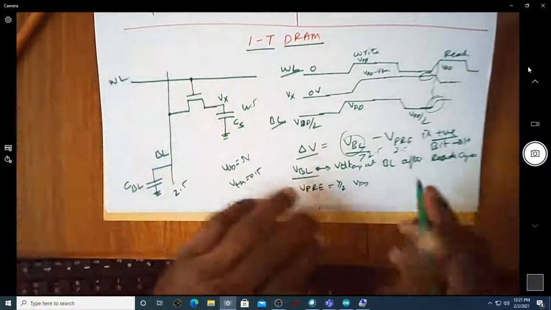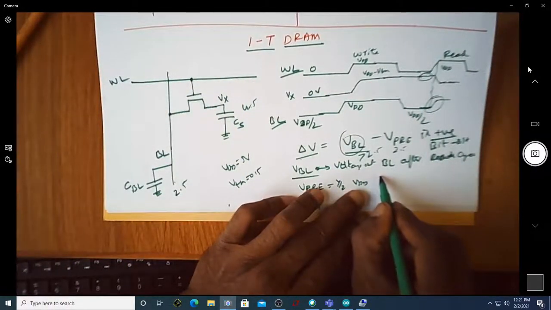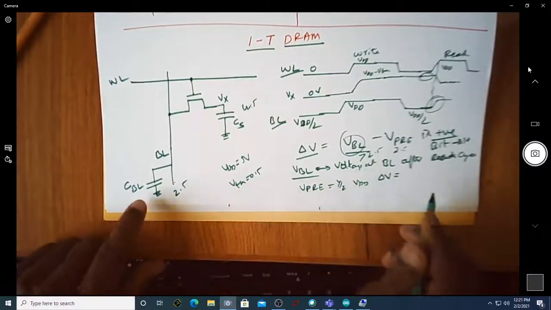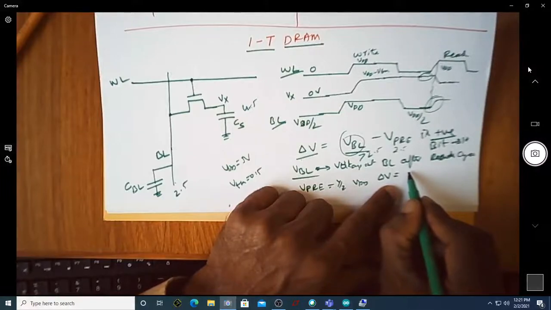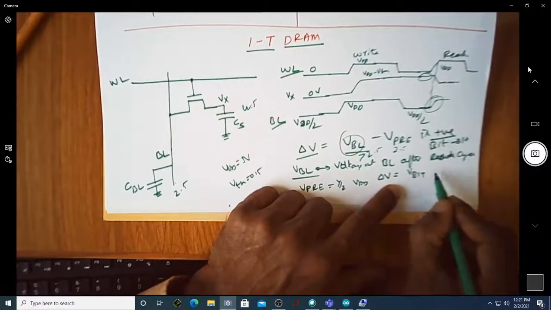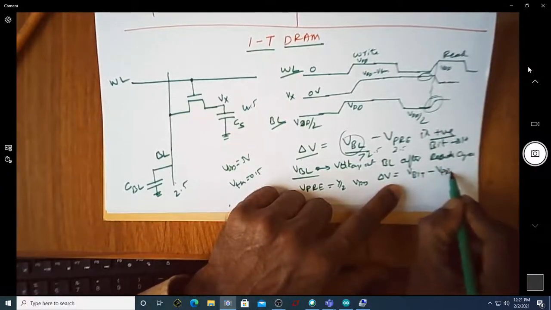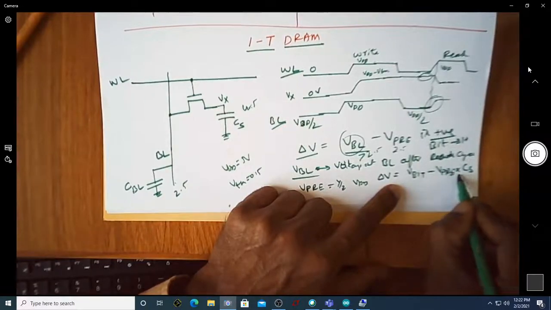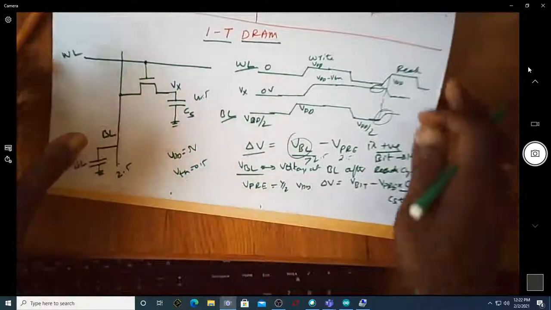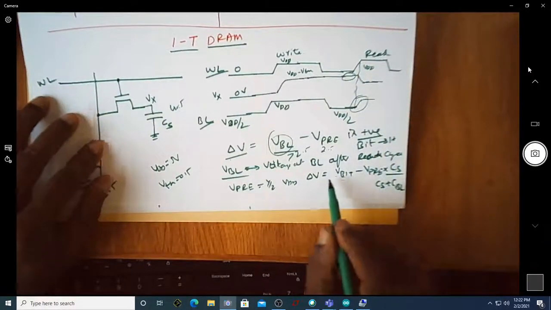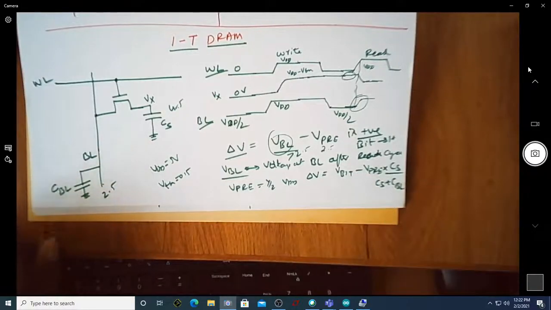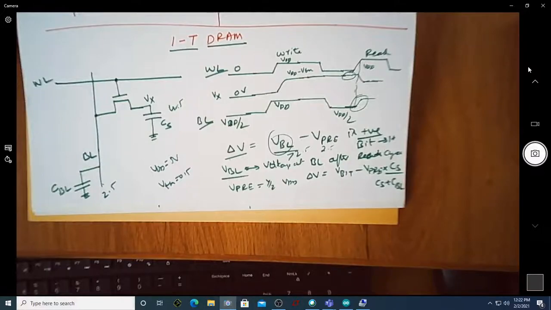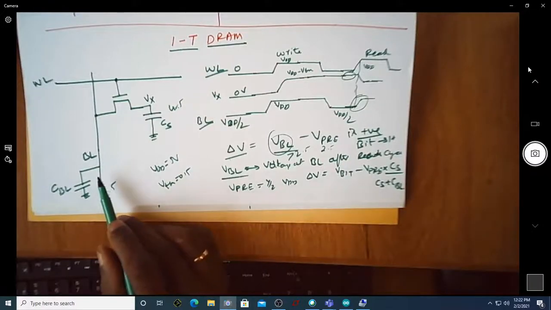So we can also write an expression for the delta V in terms of the capacitance of your bit line and the capacitance CS. It can be written as (V bit minus V precharge) multiplied by CS, divided by (CS plus C bit line). So this is an expression with which you can find the change in the voltage, where V bit is the voltage of your bit line.